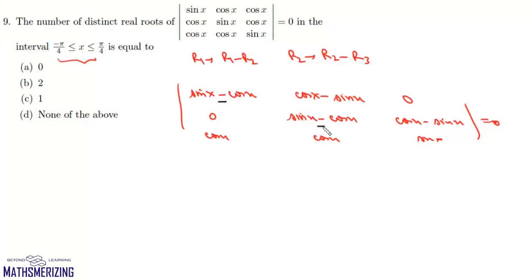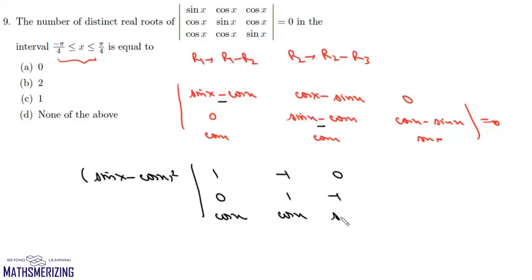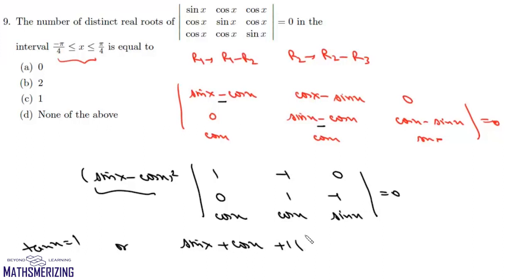Now from the first and second row, we can take sin x minus cos x common. So we can write sin x minus cos x whole square times the determinant 1, minus 1, 0, 0, 1, minus 1, and then we'll have cos x and sin x, and this value will be simply 0. So from here we'll get this condition that the value of tan x is 1, or if we expand it, we can write sin x plus cos x and then plus 1, and here will be plus cos x equals 0.